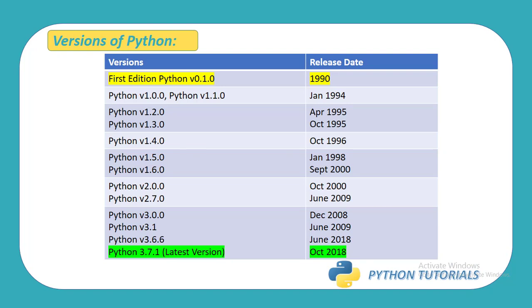till now. If you see on my screen, the first edition of Python was released around 1990 with the name Python v0.1.0. Later on, in 1994, Python version 1 was released as v1.0.0 and v1.1.0. This is the first version that we call version 1. And after that, in 1995, Python v1.2.0 and v1.3.0 were released. So on my screen, you can see the different versions released on particular dates.